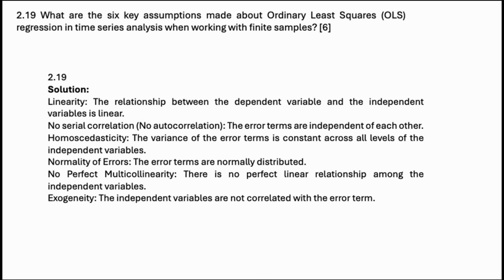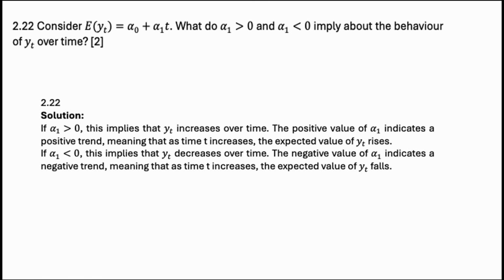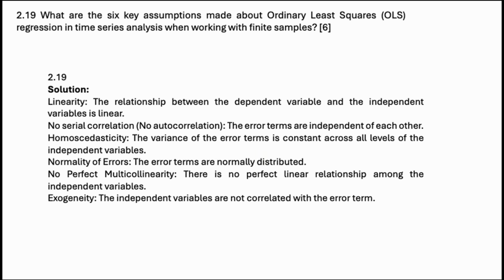Okay. So basically, the conditional variance stays constant regardless of your explanatory variables, that your error terms are normally distributed, that there's no perfect linear relationship among the independent variables, and this exogeneity, specifically strict exogeneity, that the independent variables are not correlated with the error term, right, over time. So for all independent variables over all of time. That's for strict exogeneity.